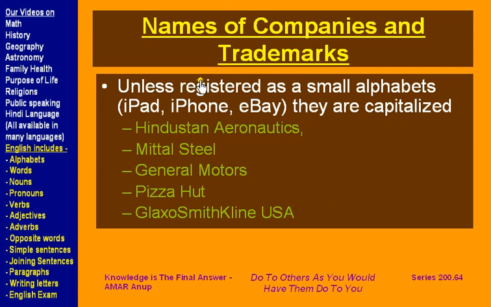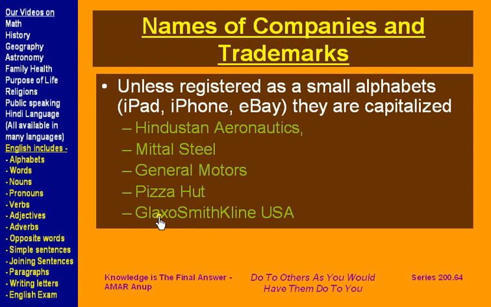So H in Hindustan Aeronautics, H and A are capitalized. M and S in Mittal Steel are capitalized. G and M in General Motors are capitalized. P and H in Pizza Hut are capitalized. And sometimes the companies register names in a strange way, like GlaxoSmithKline. Not only the first alphabet, the alphabets in between are also capitalized. But because that is how the company is registered, that's how we write it.